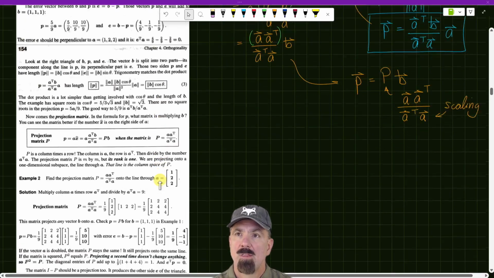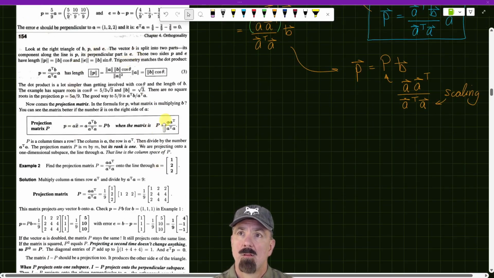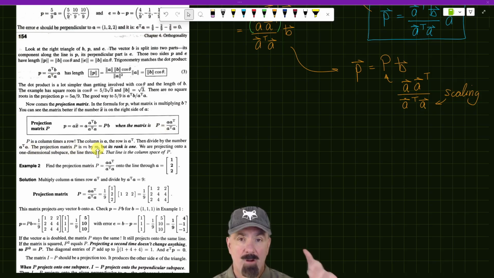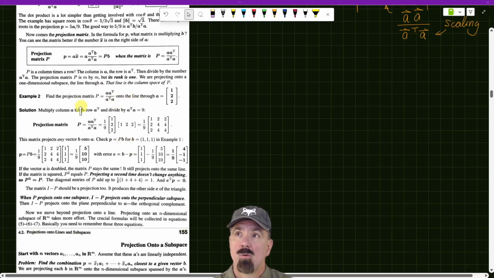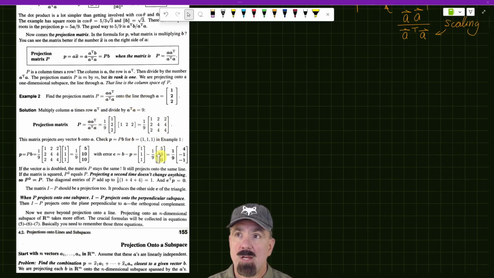So continuing on then, we have exactly the derivation that we just discussed to come up with the projection matrix. And he notes here the projection matrix P is m by m for a vector of length m, but it's rank 1 because we're projecting onto this one-dimensional space. And so then he gives us an example. Make sure you walk through this and you understand how to develop a projection matrix. We're going to do our own example.